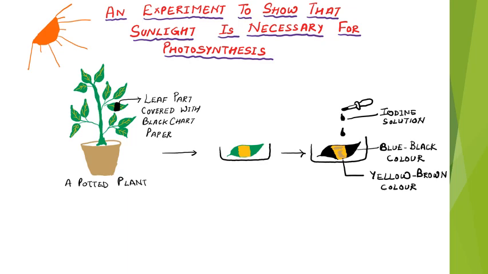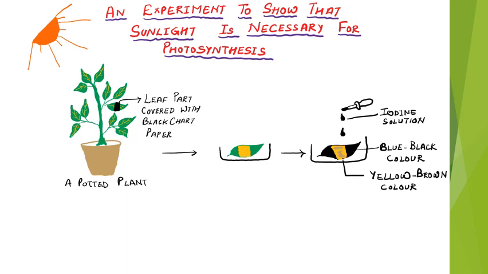Take out that leaf. After a few hours, take out that leaf where you have put the black chart paper in the middle. Then take out the chart paper and do the starch test, whatever you have done previously. And then in the last step, put the leaf after washing with water on a dish and put a few drops of iodine solution to it. What will happen?